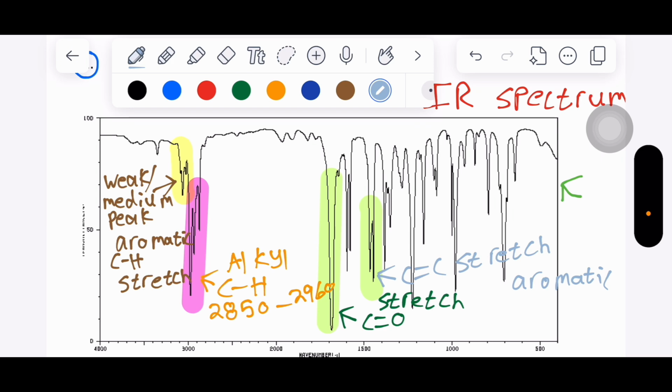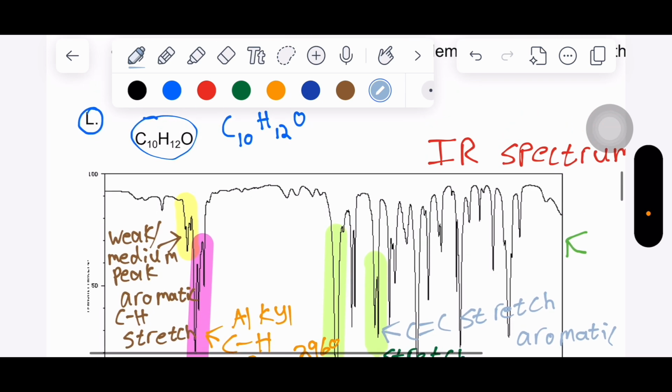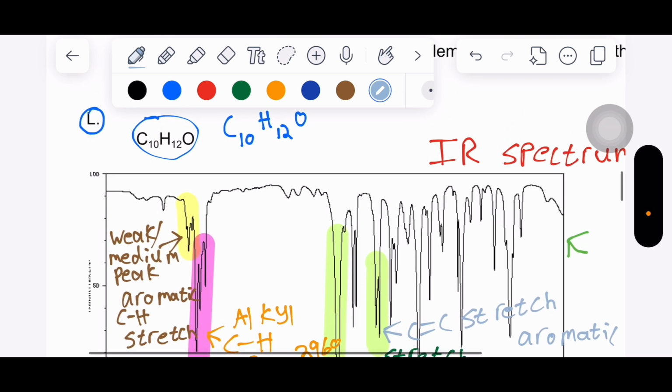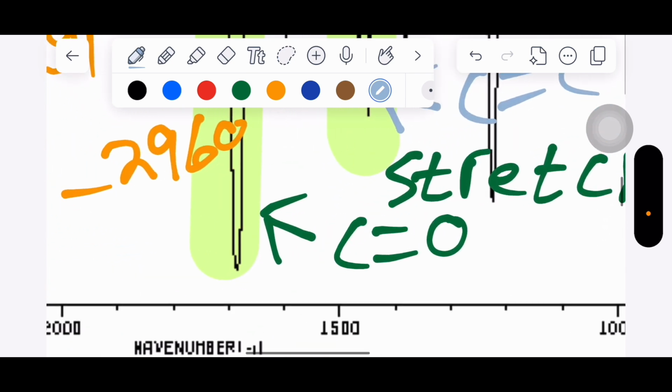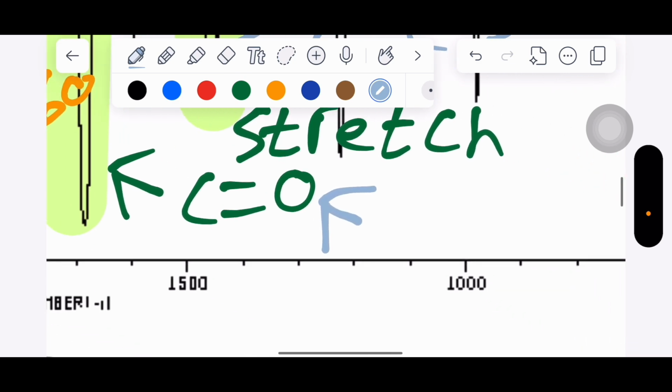The main molecular formula, as we see up top, is C10H12O, and its main functional group is a ketone attached to an aromatic ring. So now let's go through the key IR absorptions. First thing that I see here is a carbon double bond to an oxygen stretch, which would be a carbonyl group right here.